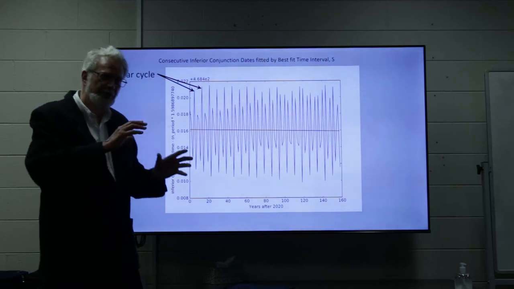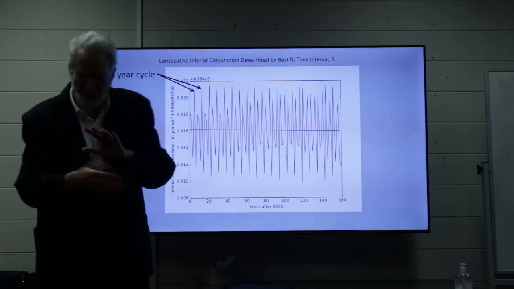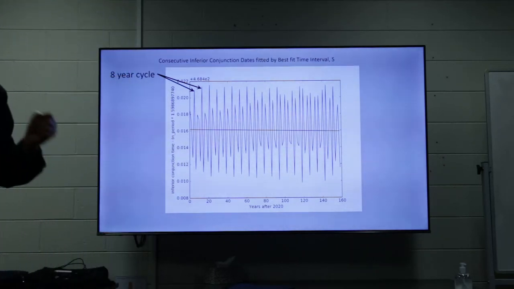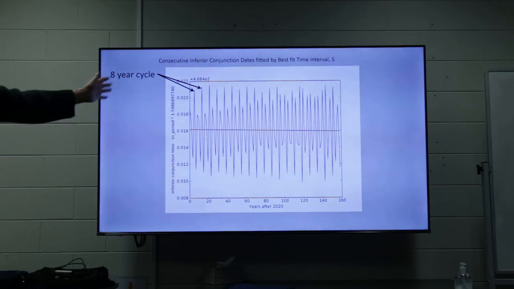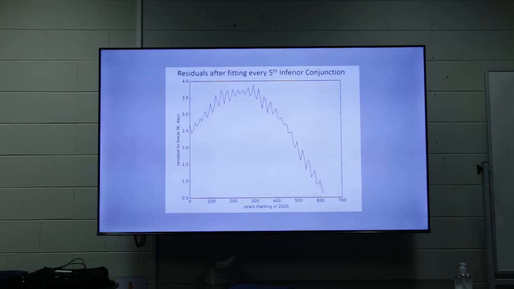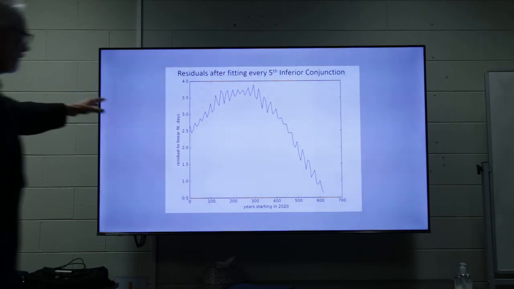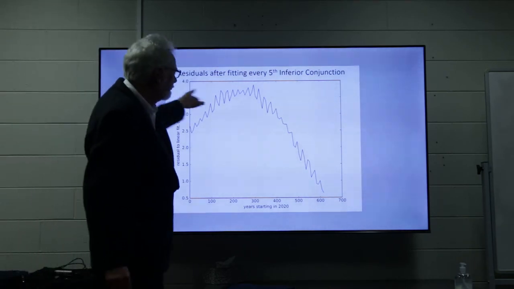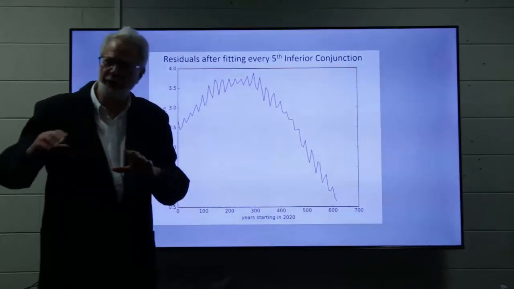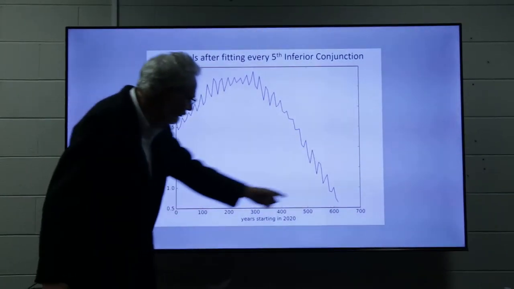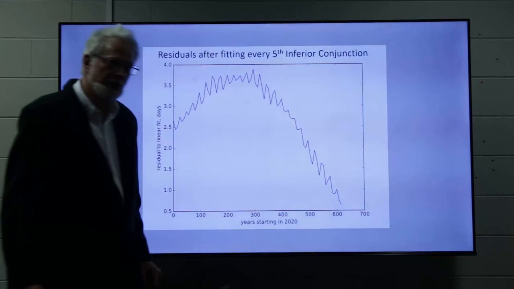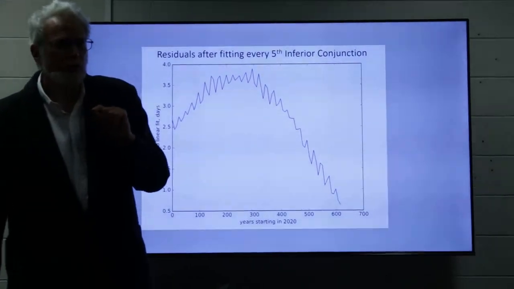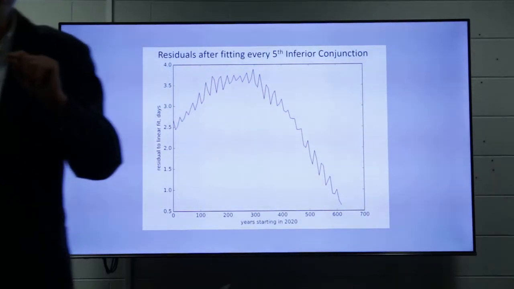So although there is a good resonance, there's a little bit of noise on that. But that just repeats every 8 years. So then I took just every fifth inferior conjunction, that is every 8 years, and you get rid of that noise. And this now goes out 700 years after 2020. And this is starting to look like what I was trying to figure out.